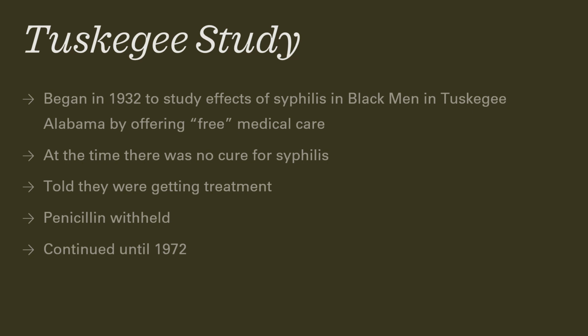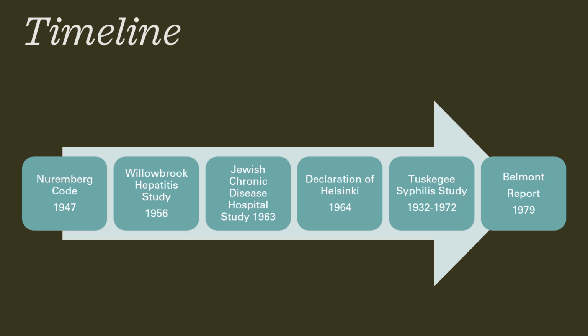By the 1940s, penicillin became a treatment choice for syphilis. However, the people in the study were never informed of this, and penicillin was actually withheld as a form of treatment. These experiments continued until 1972. After what came out in the Tuskegee syphilis study, the Belmont Report in 1979 occurred.